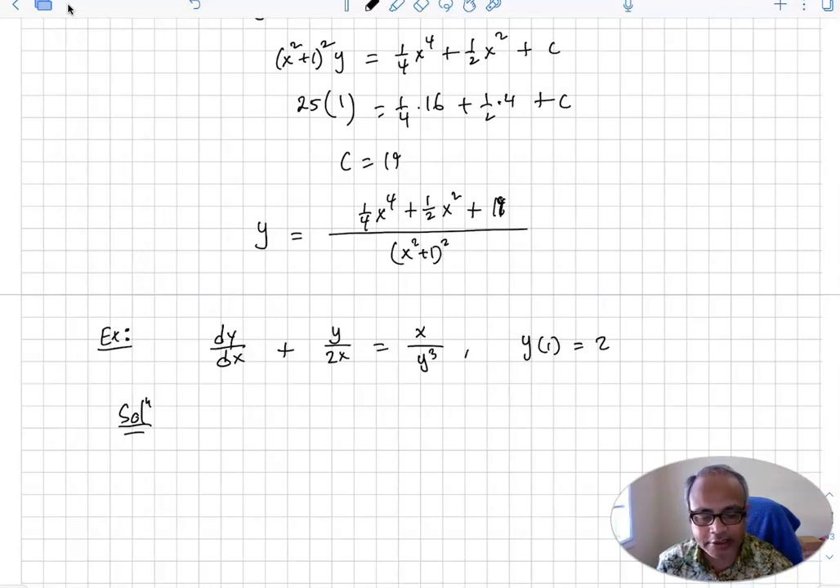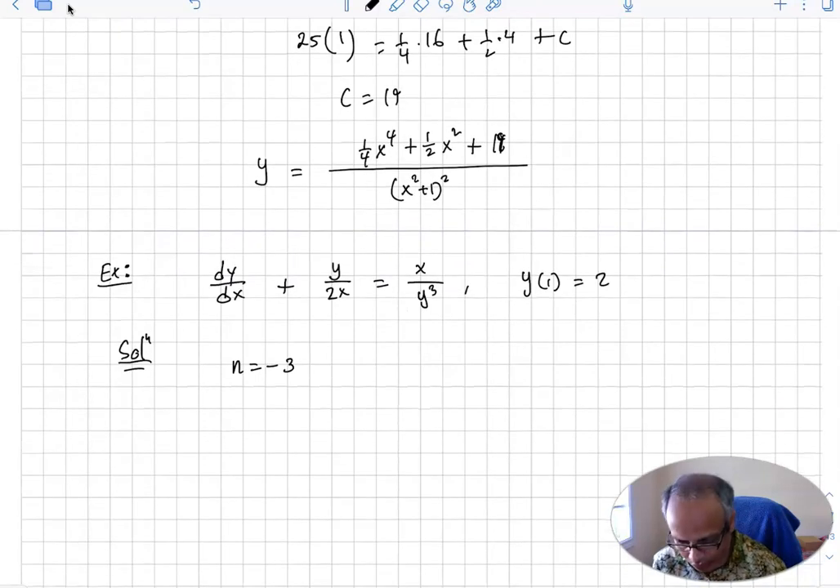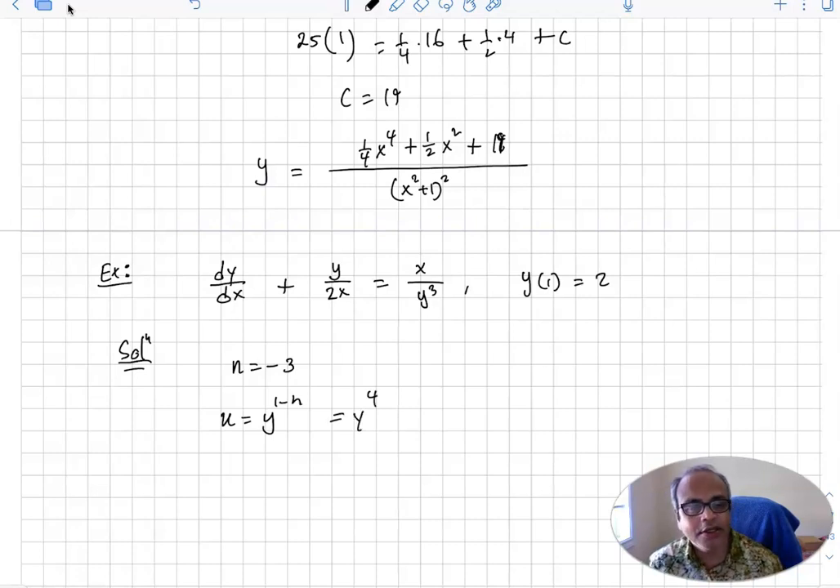So look at this equation. This part is linear, P is 1 by 2x, and this part is non-linear, which is in the Bernoulli form, y to the power minus 3. So n is minus 3. So this is in the Bernoulli form with n is minus 3. So we considered Bernoulli substitution. So u is y to the power 4, or you can rewrite y is u to the power 1/4.